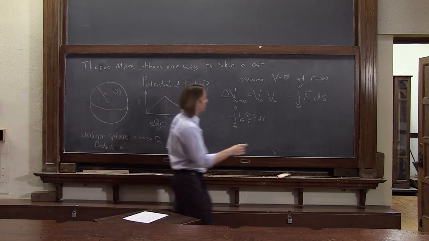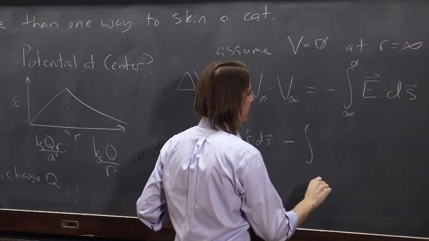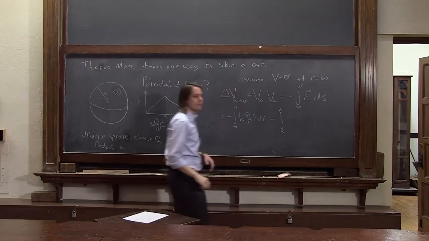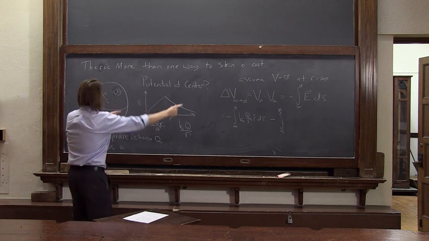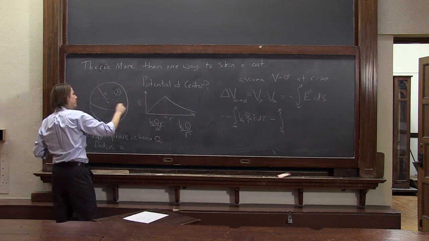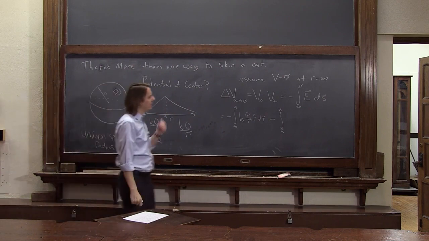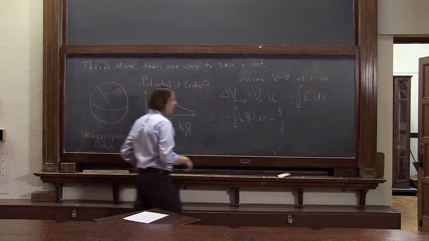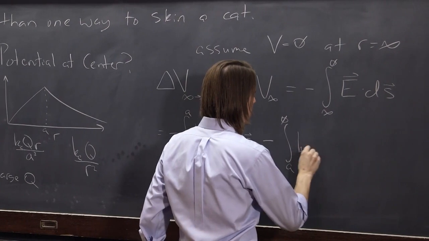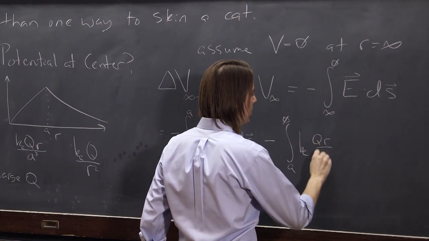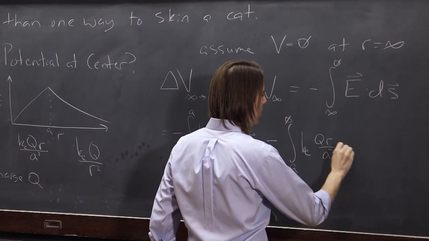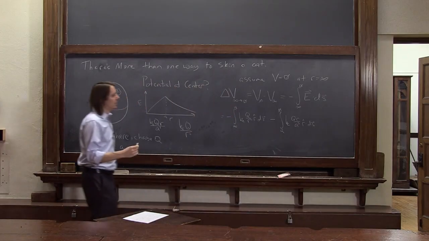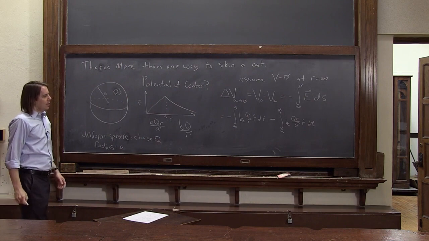And then we need to do the rest of the problem, minus another integral, keep summing from A to 0. So first we went from infinity to here, and now we're going from here all the way to there, where we were trying to get. And that's E dot ds. E is KEQR over A cubed, and also R hat dot ds.